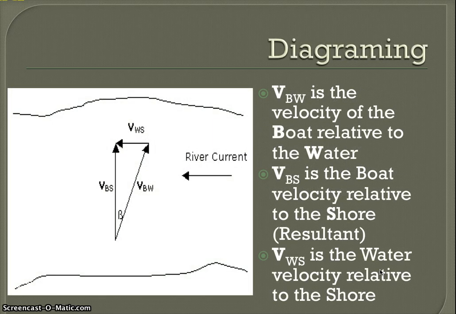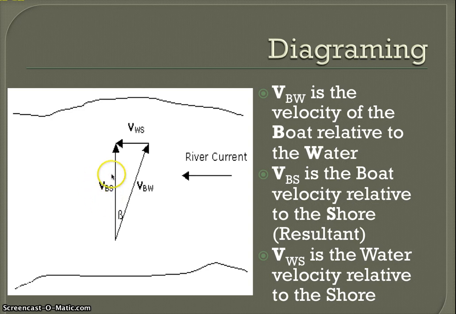So here would be the example. Going north, this is one example where the river current is going towards the west instead of the east as in the previous example. But the idea is still the same. You see how you're trying to get straight across? That is what you want your resultant to be. And that's the velocity of the boat relative to the shore.